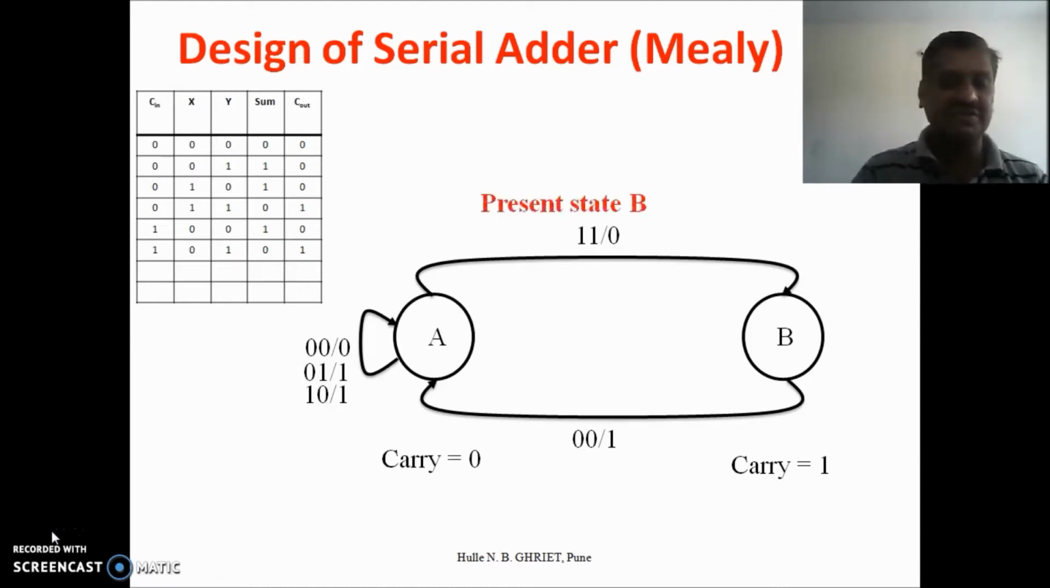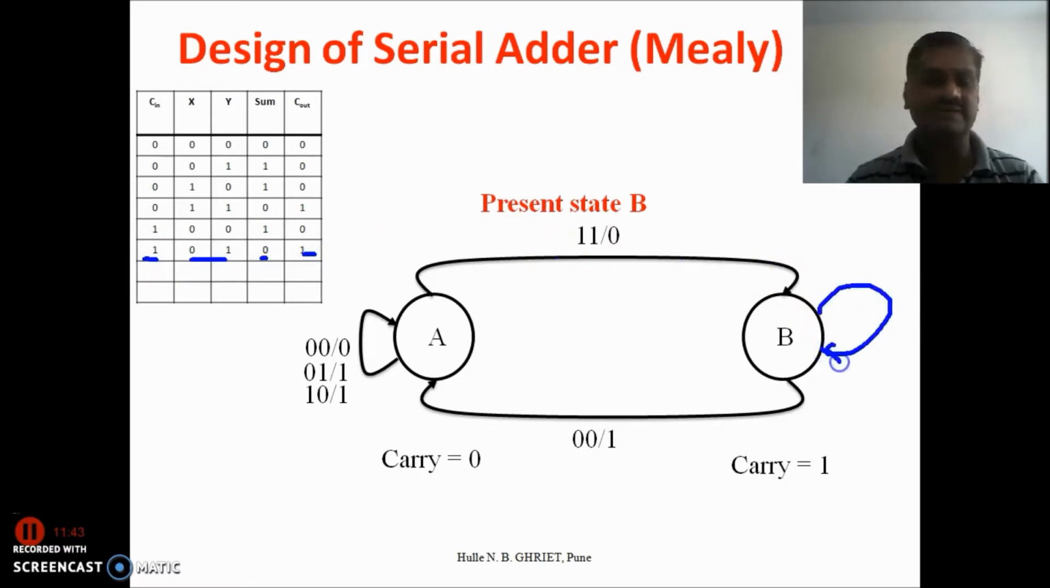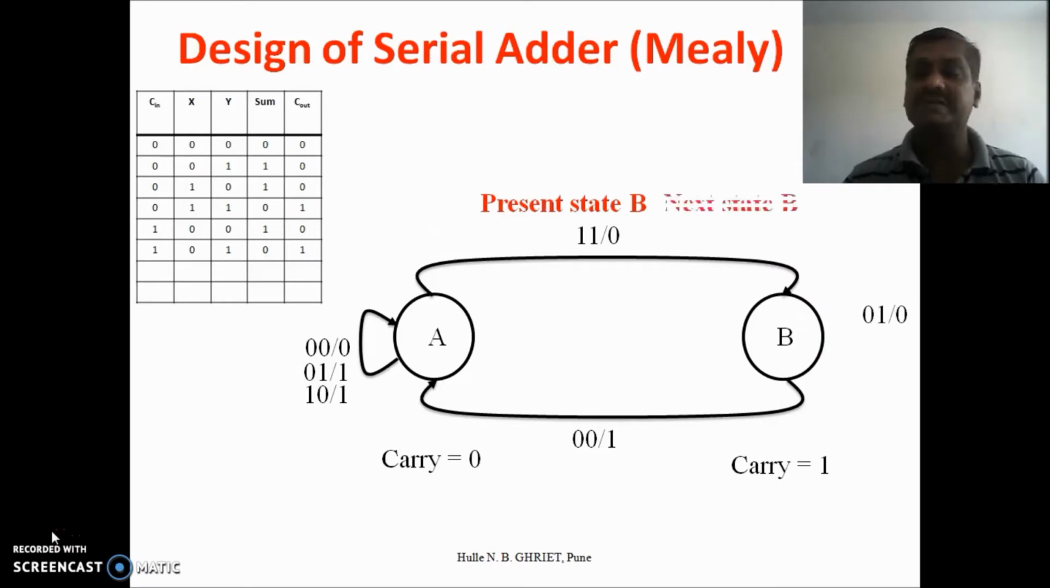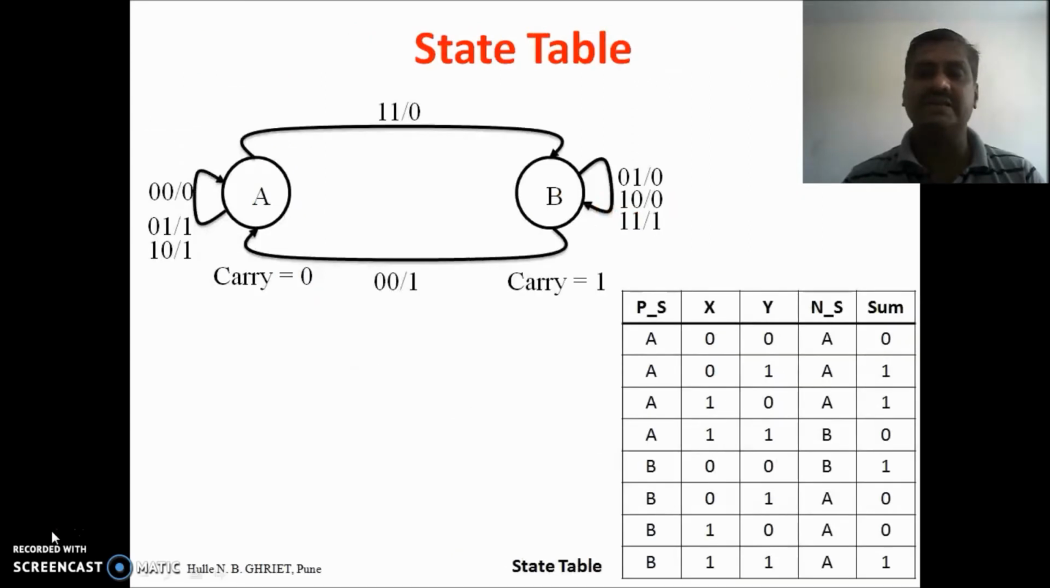Further, the present state is the B state, inputs are 0 1, sum will be 0, and the next state will be 1, which is nothing but B, meaning we are going to remain in the same state itself. Similarly for 1 0, the next state will be B itself, and finally for 1 1, the present state is B, the output will be 1, and the next state will be again the B state itself.